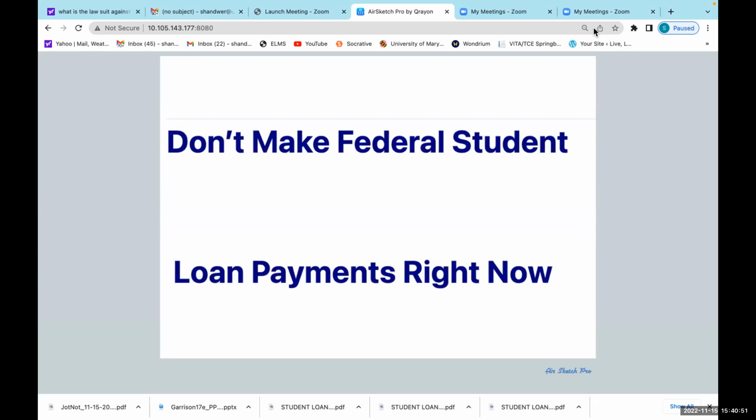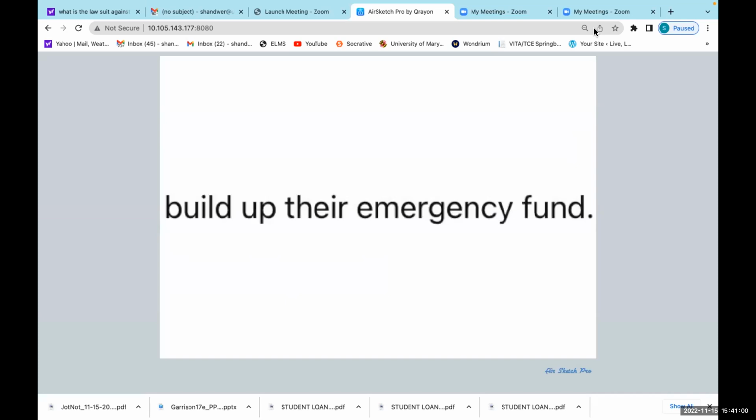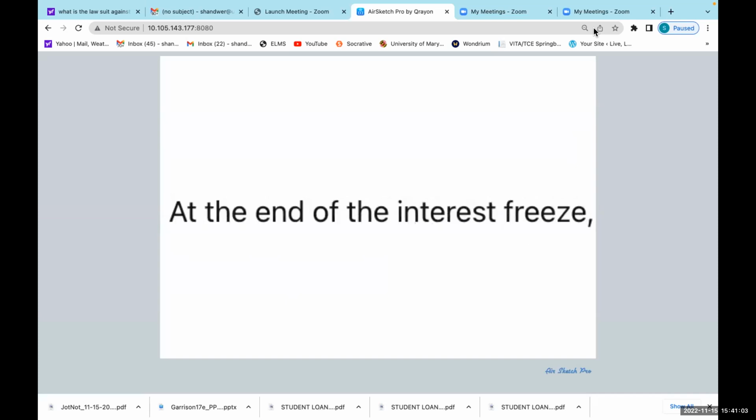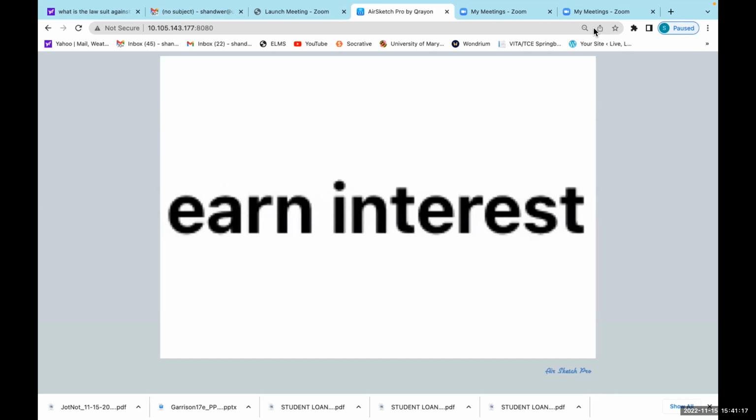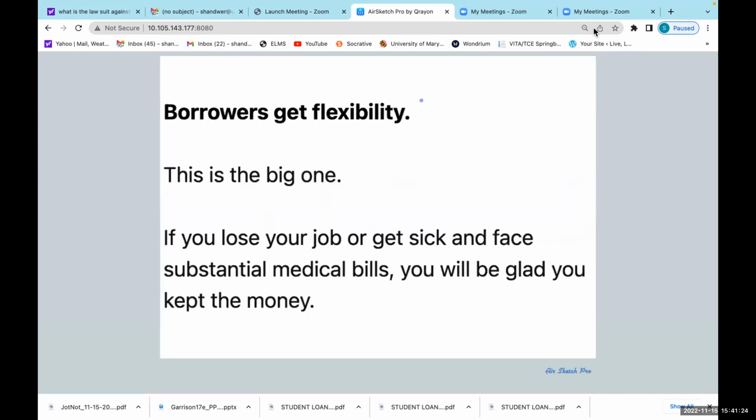All right. Even though we're getting close to the restart date, if it gets extended, don't make any payments until you're required to. Build up an emergency fund, pay off those private loans, and at the end of the interest-free zone, whenever that happens, make one large payment, whatever you've built up, either against private or federal loans. Just save it up. Don't make the payments now. It's zero interest. Make it when it counts, when interest starts to toll again. Earn interest on it if you can. Don't spend it. Okay, you heard that. Don't spend it.